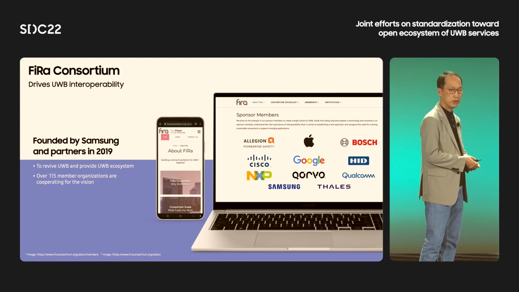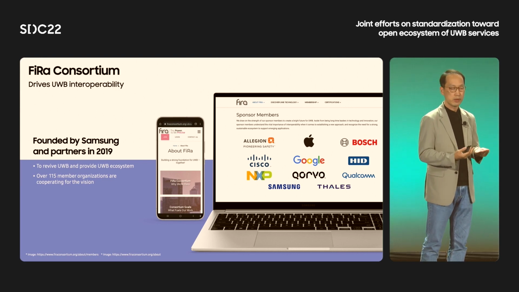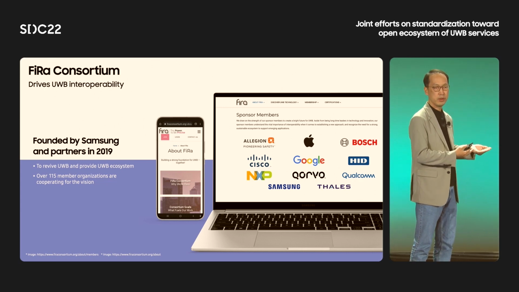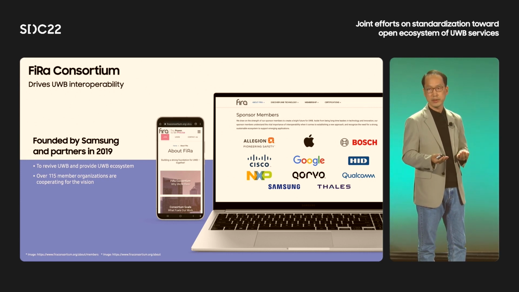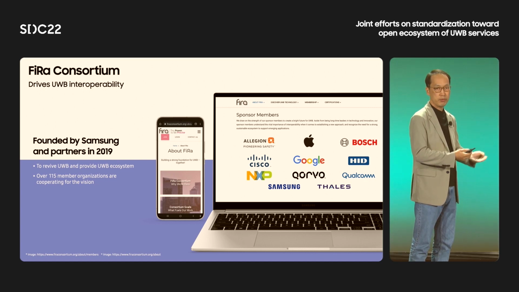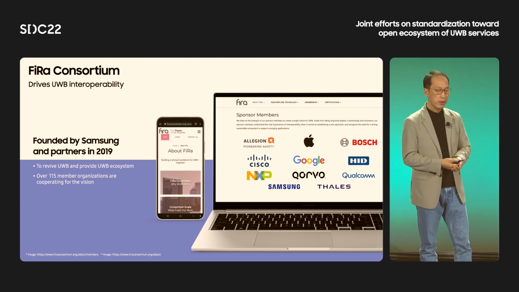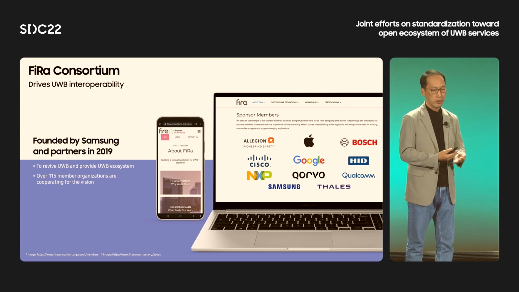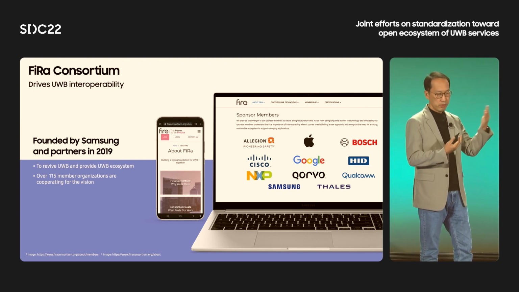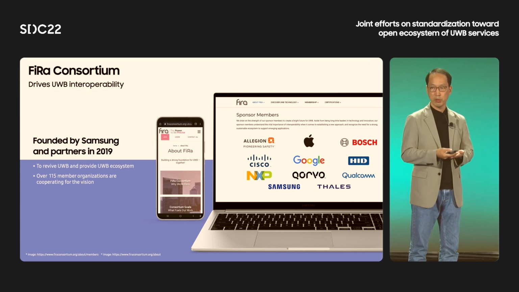So we founded the FiRa Consortium in 2019 with 6 partners who have the same vision as us. Over the past 3 years, more than 100 companies joined the efforts, including major chipset, device, and platform providers. With the joint efforts, the FiRa Consortium has successfully launched the first ultra-wideband certification program and will deliver the open ecosystem shortly to your hands. So you can leverage that ecosystem to provide applications with precise spatial awareness.